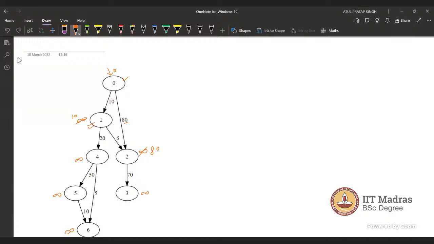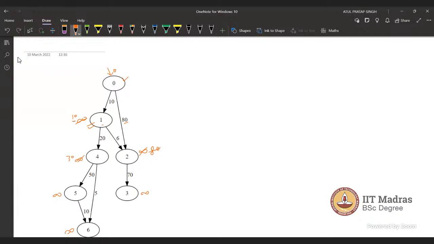So 0 to 1 is 10, which is already contained in the node's distance. We will add the value of 10 to the next distance. So 10 plus 20 is 30. The previous distance is infinite, so 30 is less than infinite, and it becomes 30. Okay, same for the next node. We are here at 10, and we can move to 2. We can move from 1 to 2 with weight 6. So the previous distance is 10, and 10 plus 6 is 16, and 16 is less than 80.